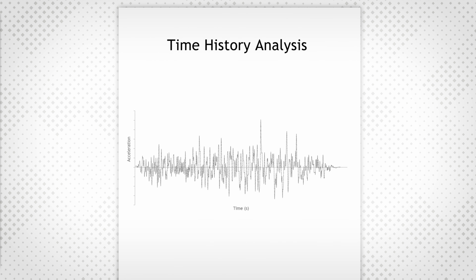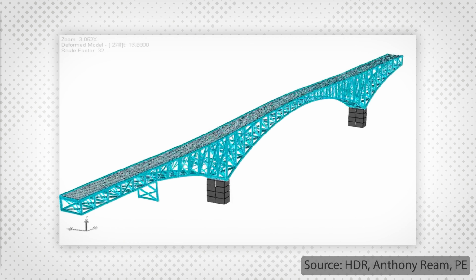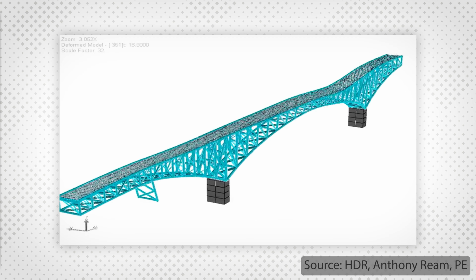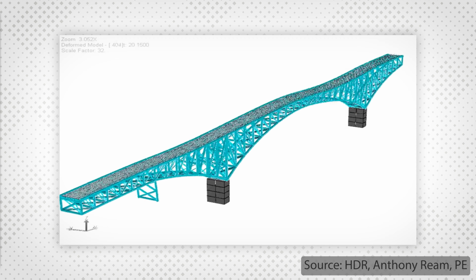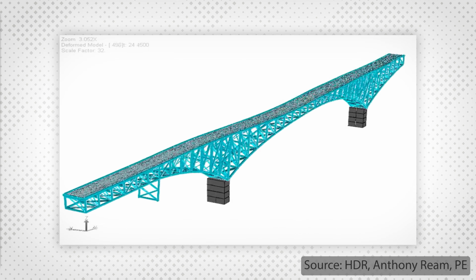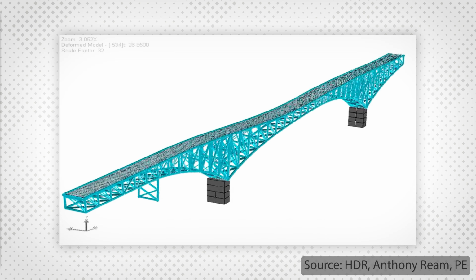In a time history analysis, the engineer creates a three-dimensional model of the bridge and runs actual earthquake acceleration time histories through the model to determine the structure's response. Multiple earthquake records are used to capture a wide range of possible outcomes. This is the most robust seismic analysis method.